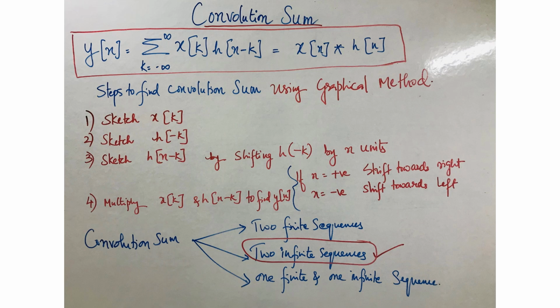If n is positive, you need to shift h of minus k towards right. If n is negative, you need to shift h of minus k towards left. Then multiply x of k and h of n minus k to find y of n over the overlapping region of these two signals.